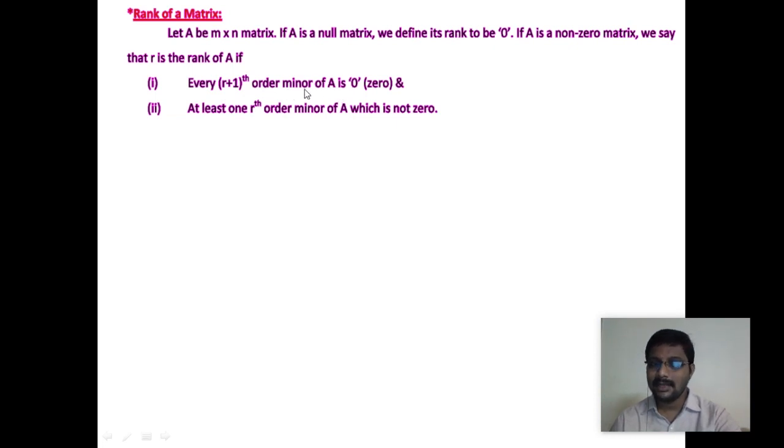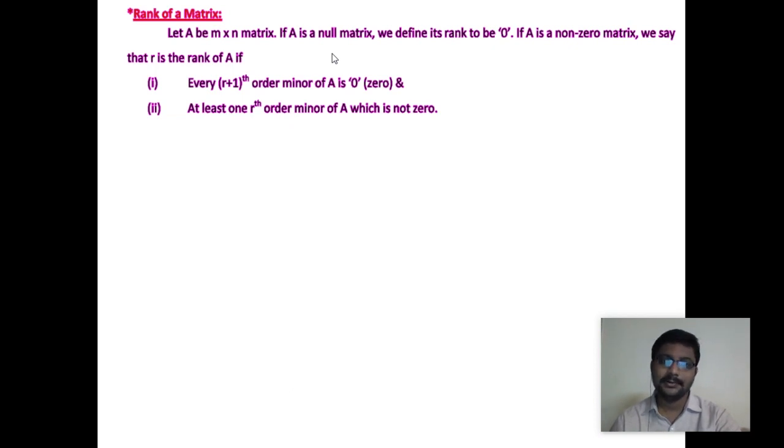What is meant by minor? Minor means the determinant of a submatrix of the given matrix A. Every r plus one order minor is 0. For example, suppose the rank of A is 4, means the minors of order 5, 6, 7 and so on will be 0.